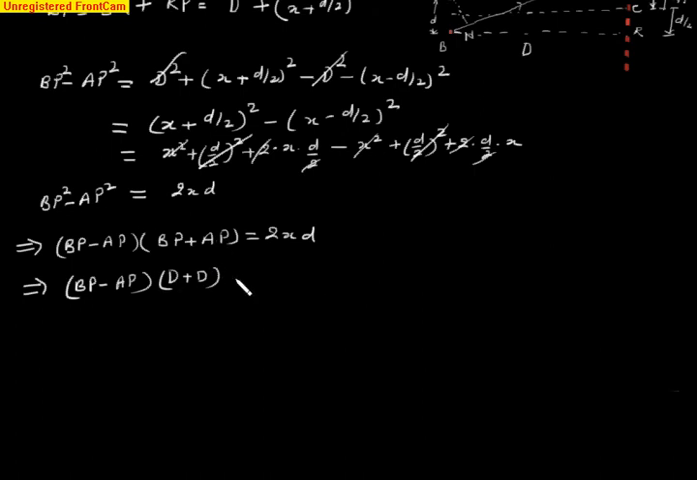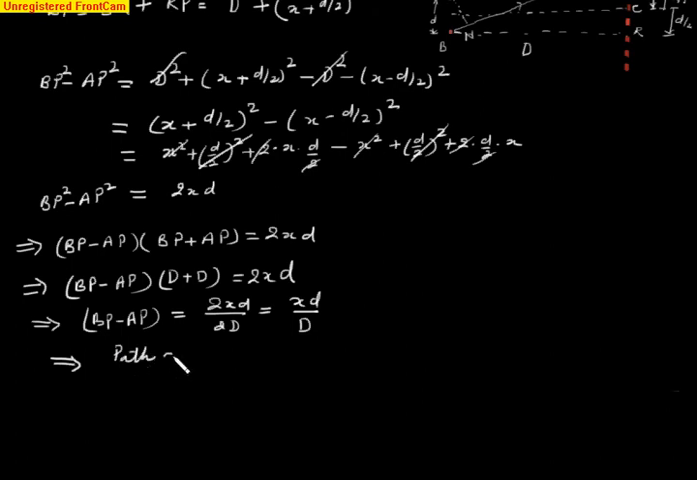So BP minus AP times 2D is equal to 2xd. Further, it gives me BP minus AP is equal to 2xd over 2 capital D, that means xd over D. Now BP minus AP is nothing but the path difference, which is BN, that is path difference, and we can write it as path difference is equal to xd over capital D.